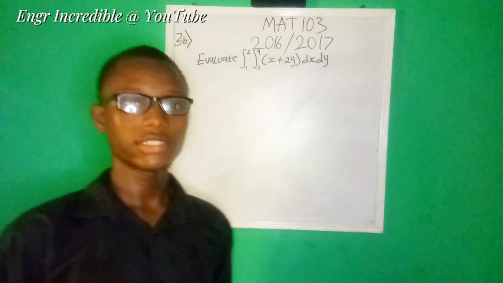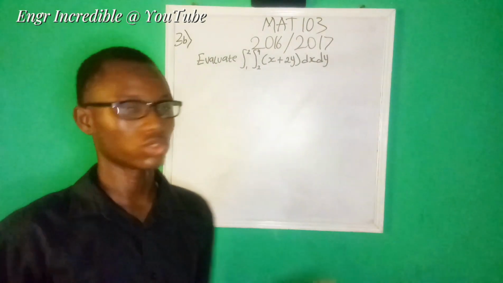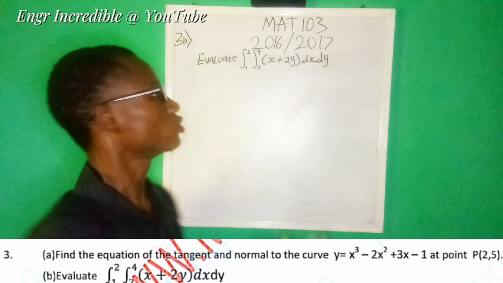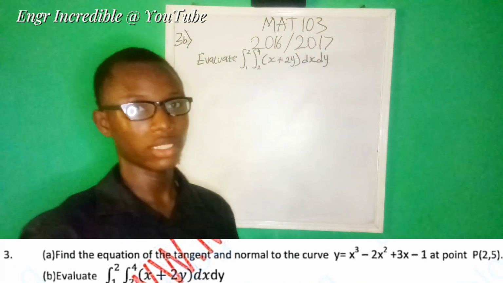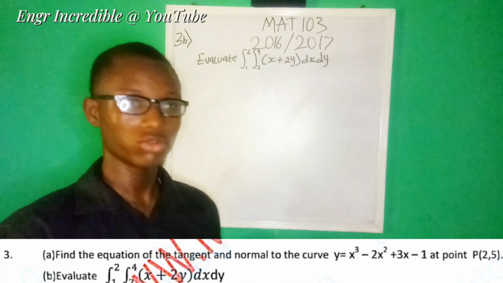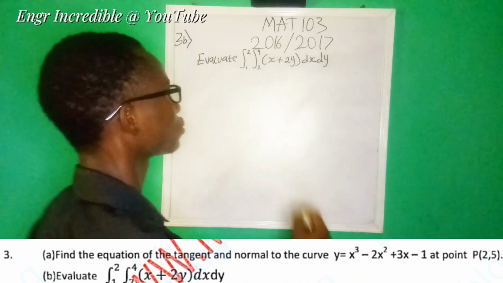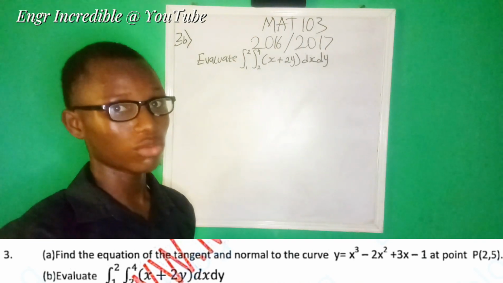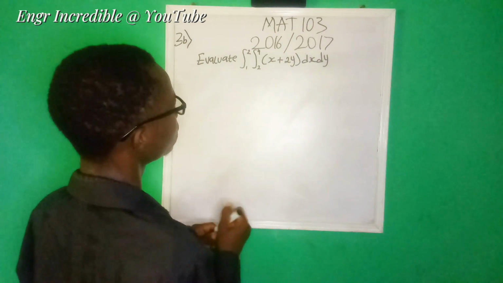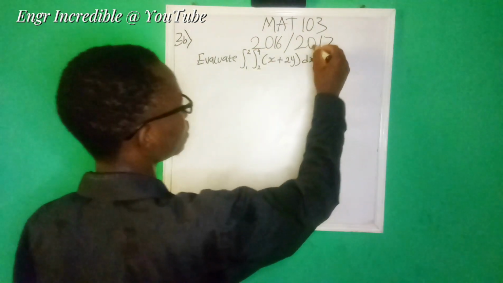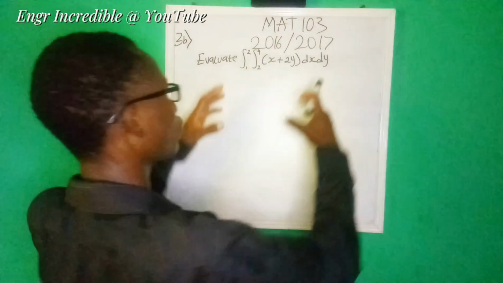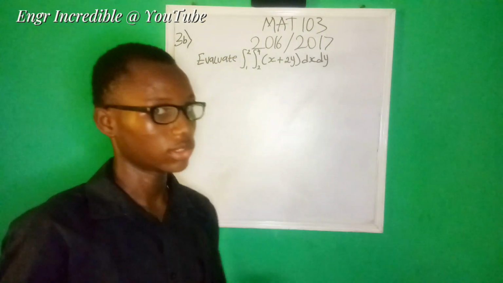Right here in question 3b of the past question, it says evaluate the integral from 1 to 2 of the integral from 2 to 4 of (x plus 2y) dx dy. From the look of this question, it looks kind of complicated, but once we break it down, it will be much easier to solve. We are going to solve the inside one first, this one here with dx. Then after getting our final answer, we integrate it again using dy.